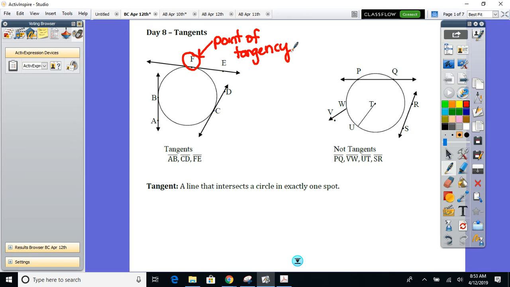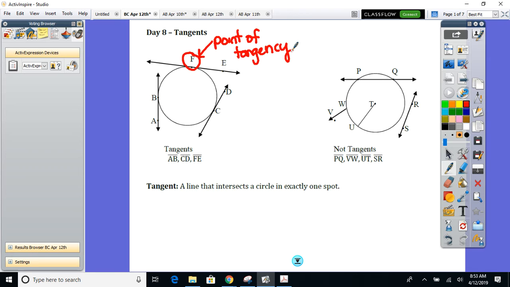Now, my second diagram to the right, I'm proclaiming that these are not tangents, and I want you to tell me why. Let's start with PQ. Why is PQ not a tangent? Okay, it hits twice. Very easy. It's got to hit once. RS doesn't hit at all.